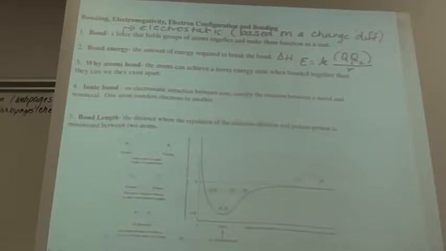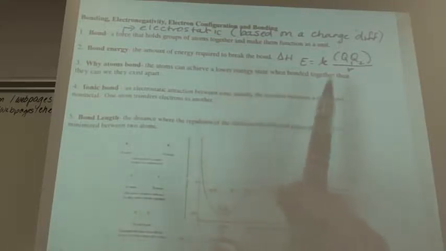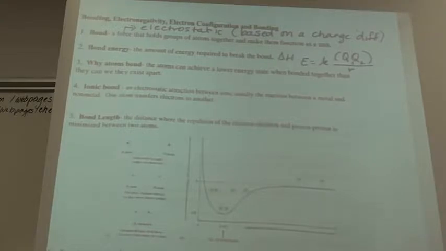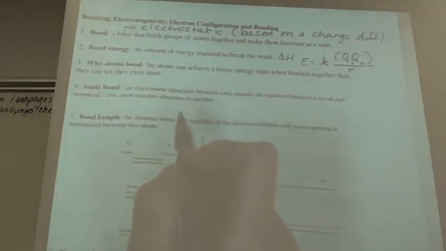Why do atoms bond? Atoms bond because they achieve a lower energy state, lower potential energy, when bonded together than they do when they exist apart. And remember, the universe is lazy, and so it likes the lowest possible potential energy. So, in other words, the atoms are more stable when they're bonded than they are apart. So an ionic bond is an electrostatic attraction between ions, the reaction between a metal and a nonmetal. One atom completely transfers electrons to another.